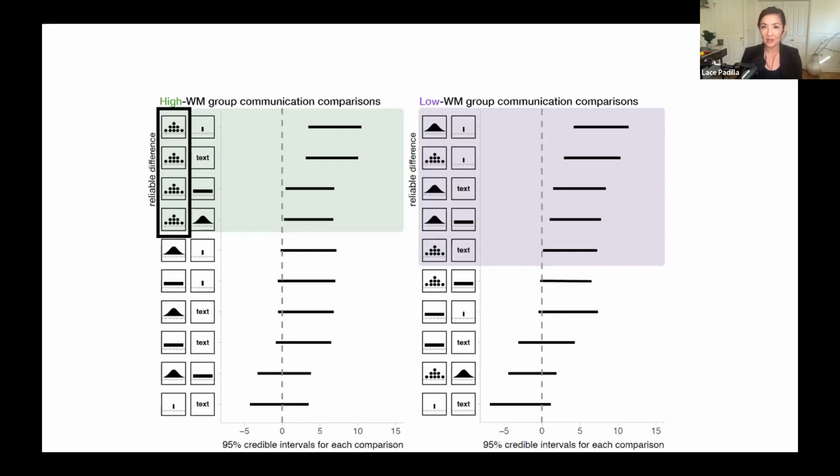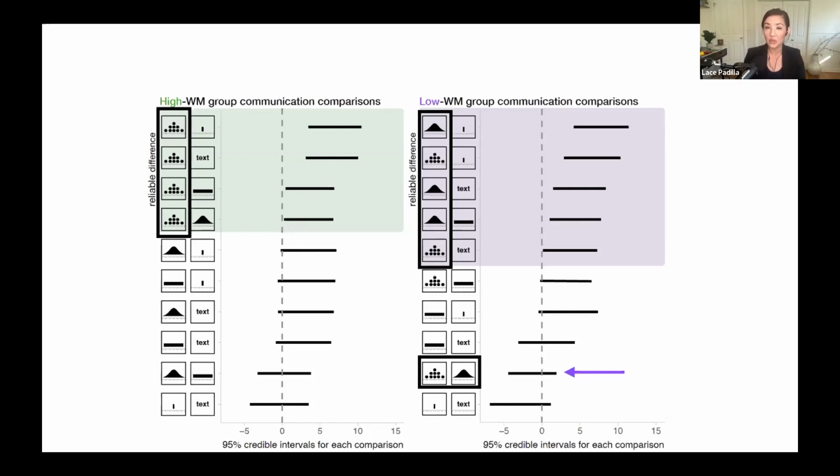Now coming over here, both the quantile dot plot and the density plot performed better than the mean, text, and interval, which is really interesting. But I want to point out that if you have low working memory capacity, you are performing the same if you have a quantile dot plot or a density plot, meaning that you're going to treat them the same. Even if you get that quantile dot plot, you're not going to be able to access the additional information that's in there. You're just going to treat it like a density plot. It's still better than the other visualizations, but only when you have high working memory capacity can you access that additional information that is in the quantile dot plot, which is pretty cool.